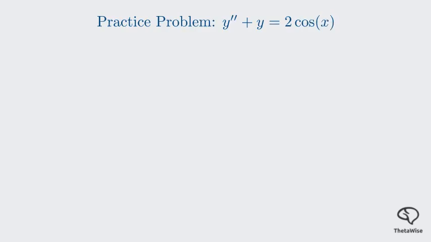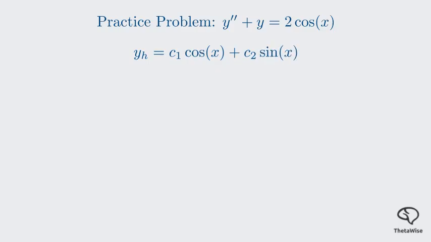Welcome back. First, the homogeneous solution. The characteristic equation is r squared plus 1 equals 0, so r equals plus or minus i. This gives y sub h equals c1 cosine of x plus c2 sine of x. Now for y sub p.